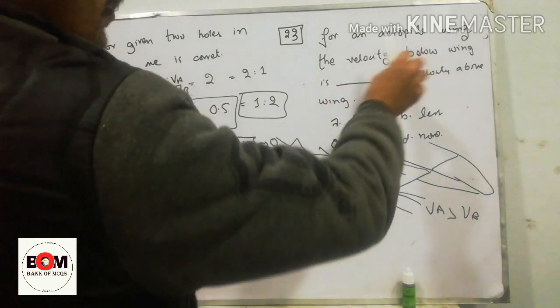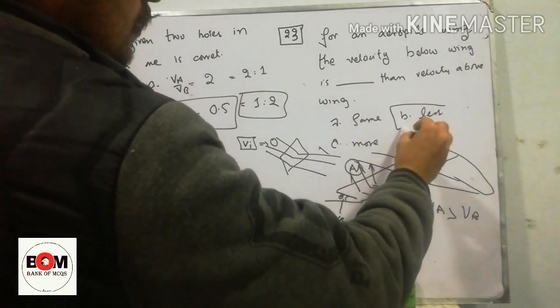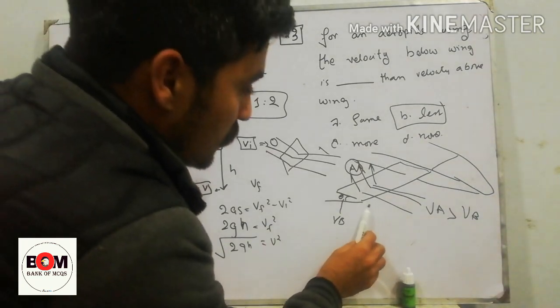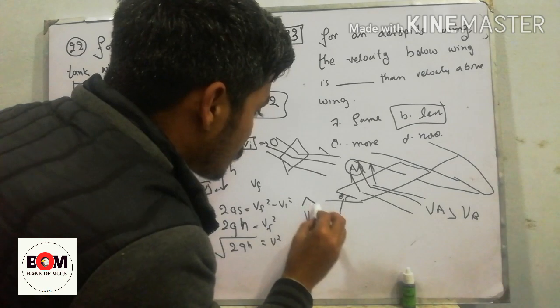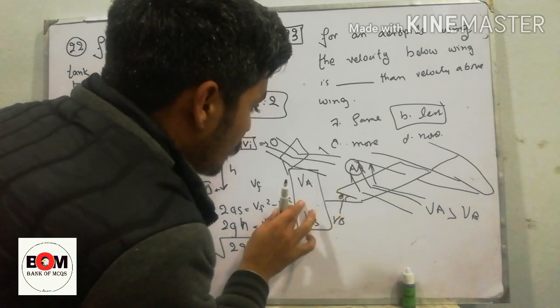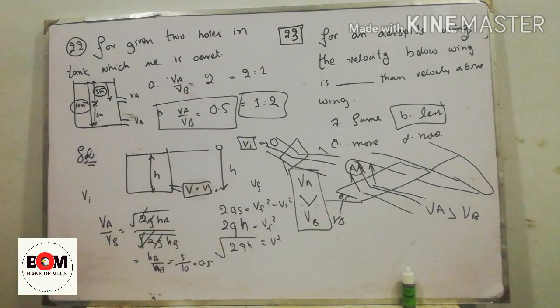So for an aerofoil wing, the velocity below the wing is the same, less or more? The velocity below is less than the velocity above. Velocity at A is greater than velocity at B.